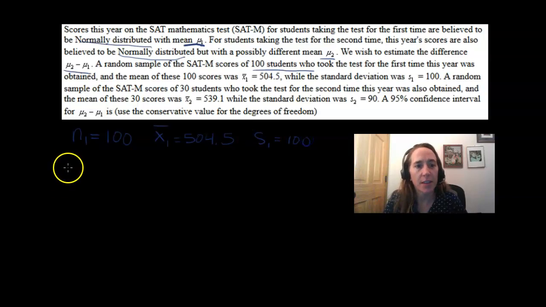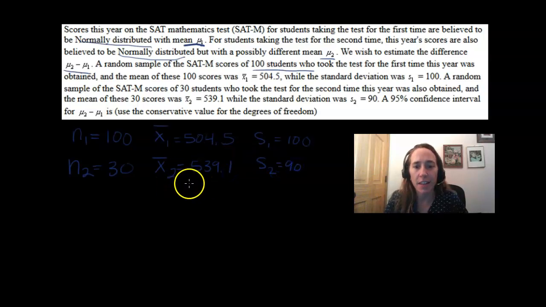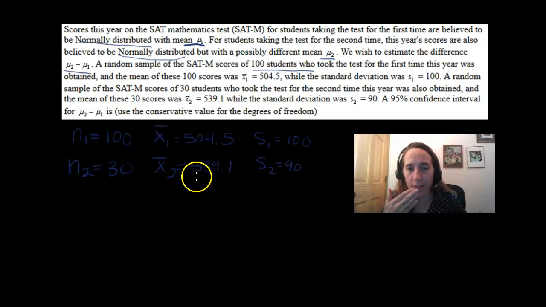A random sample of SAT-M scores of 30 students. So now we're doing another random sample, all the good words that we want to hear, who took the test for the second time this year was also obtained. Notice that our sample size is smaller, but that's okay. We can still compare the two means. So x bar sub 2 is equal to 539.1, while the standard deviation was 90. Definitely an improvement, right? Just for future stuff, but you can kind of start to look at the means just from here.